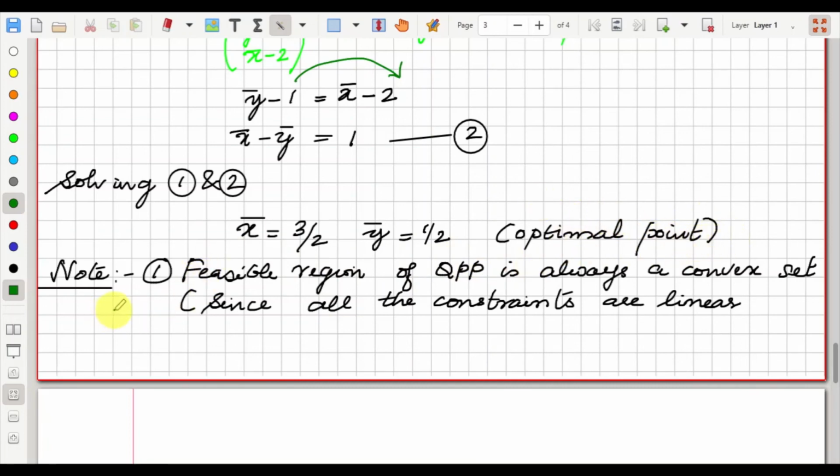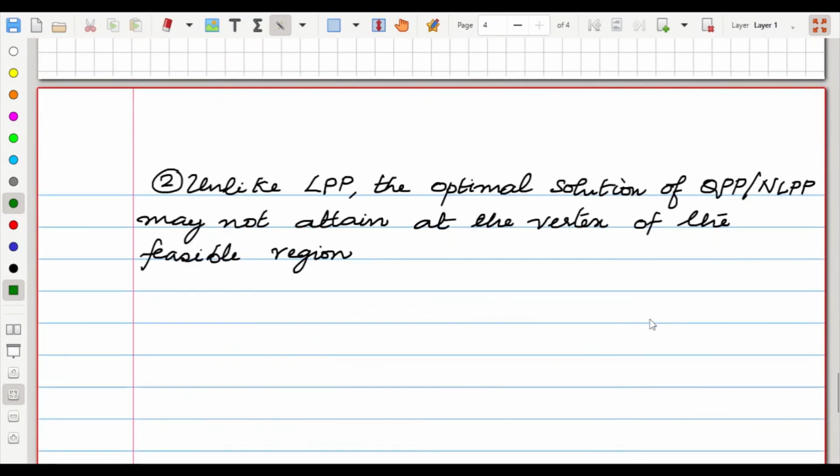So the first point: the feasible region of QPP is always a convex set since all the constraints are linear. Another point is, unlike linear programming problem, the optimal solution of QPP or NLPP may not be attained at the vertex of the feasible region.